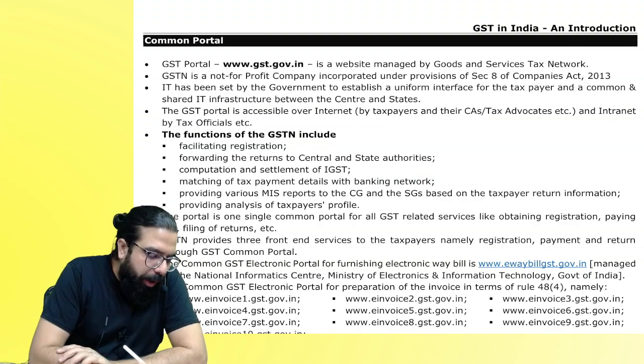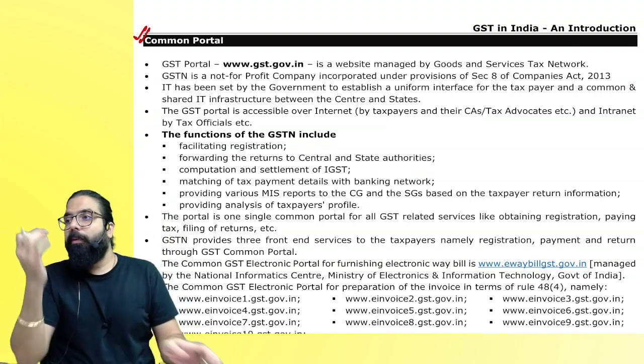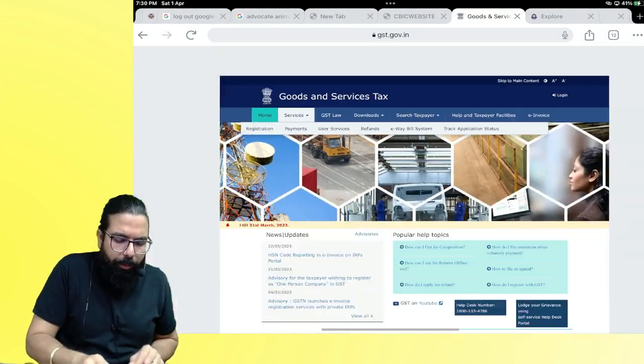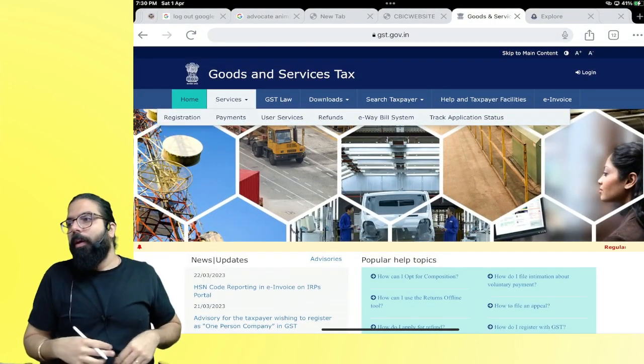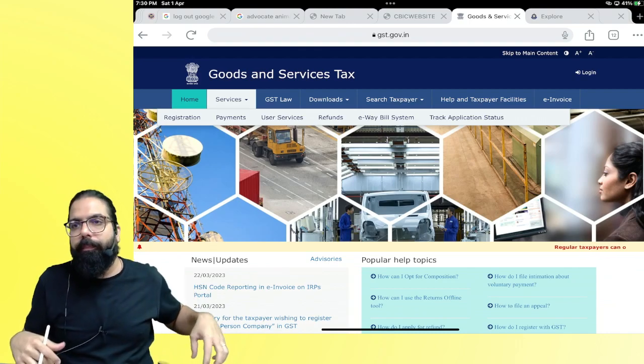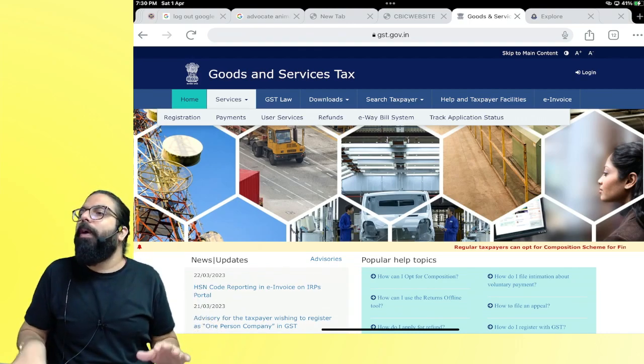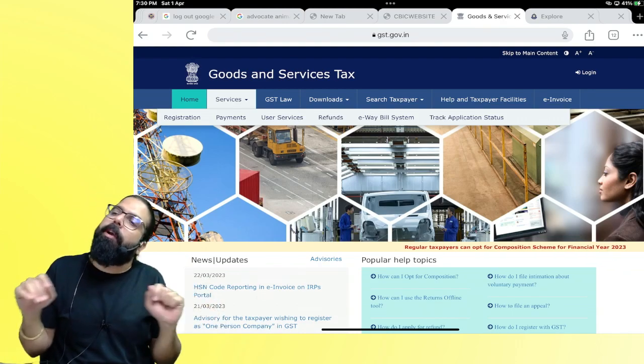Now, the next point which we have is the common portal. Everyone, common portal theory, you leave it. You see the common portal. This is the common portal. Why do we call it the common portal? We call it a common portal because this portal is used by central government and state government commonly.